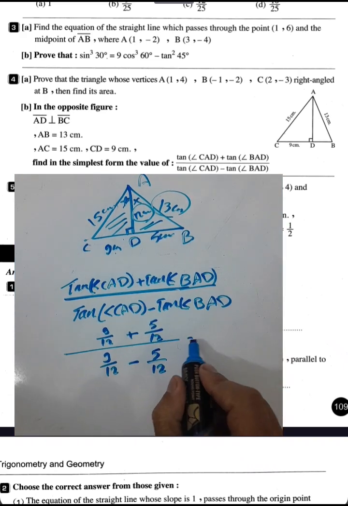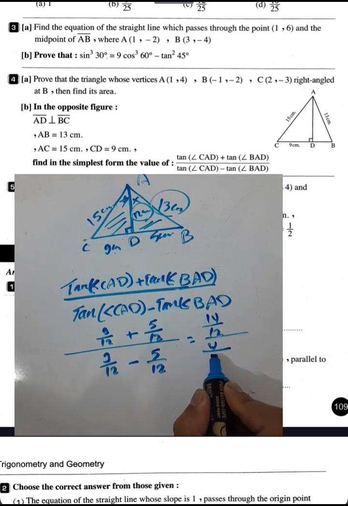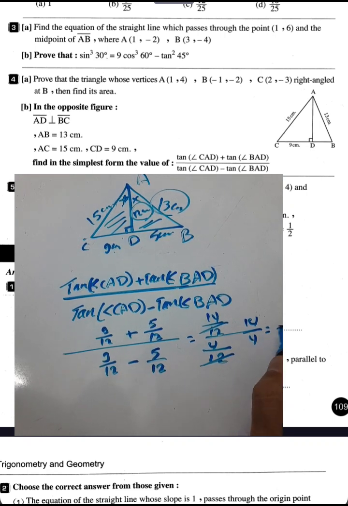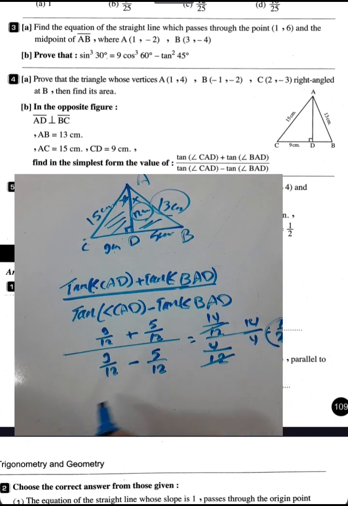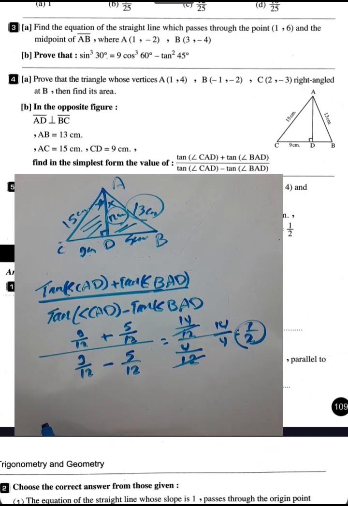We can examine here, right? 12, and here 9 plus 5, 14, and here 4 over 12. Cancel 12 by 12, then 14 divided by 4, divided by 2, it will be 7 over 2. Next question.